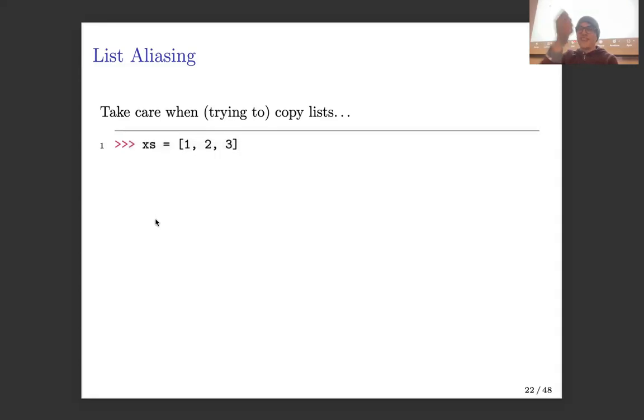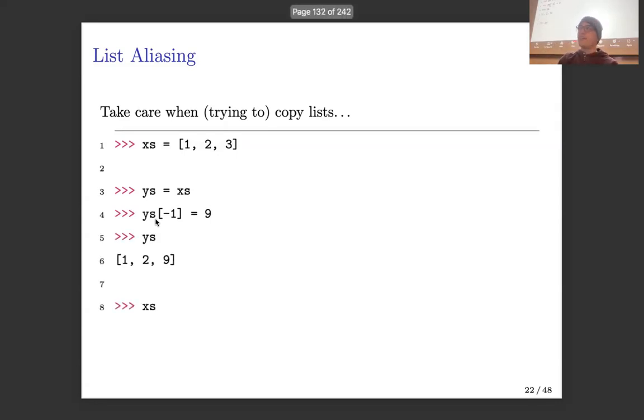Okay, so using that logic, let's try to work some of these things out. If I then say y gets x, what am I saying here? I'm saying y is a name which is getting the value that x is storing, which is a reference to the list 1, 2, 3. So y now has a reference to that list. So if I tell y, take your last element and change it to 9, y is going to look like this. What's going to happen to x?